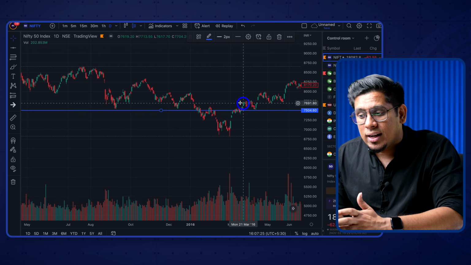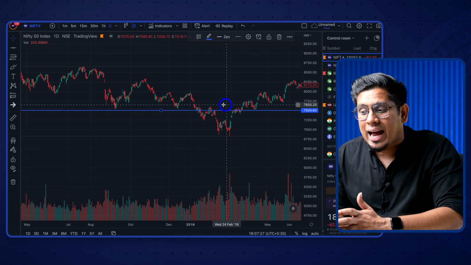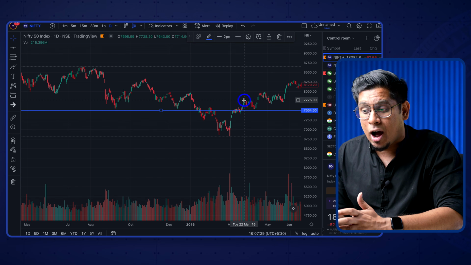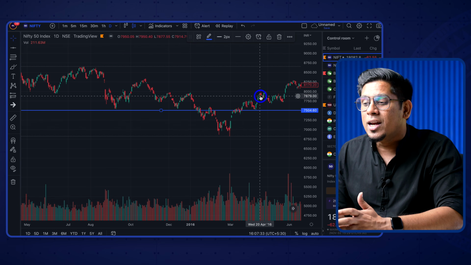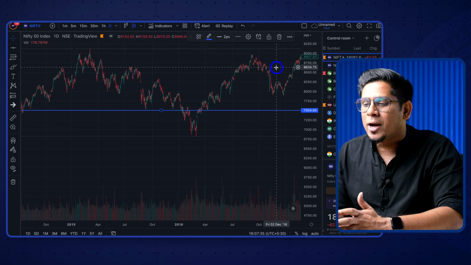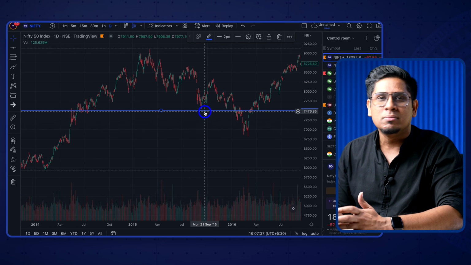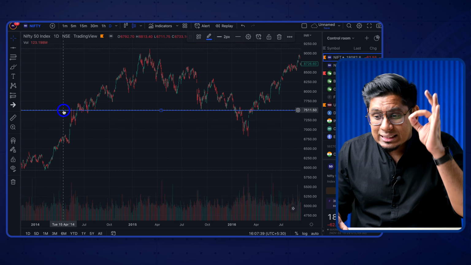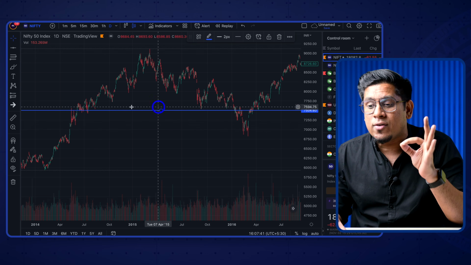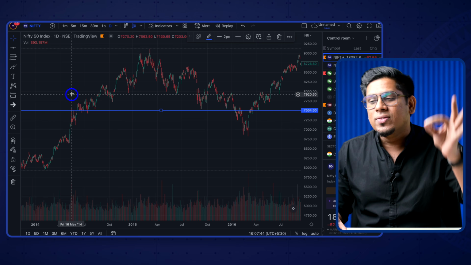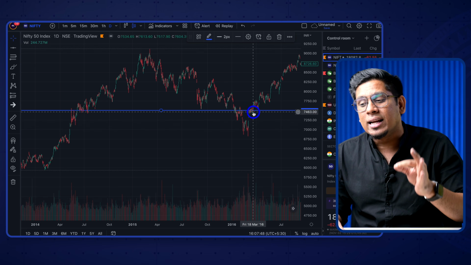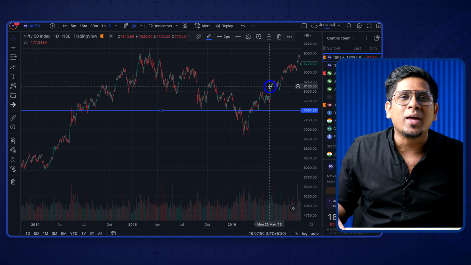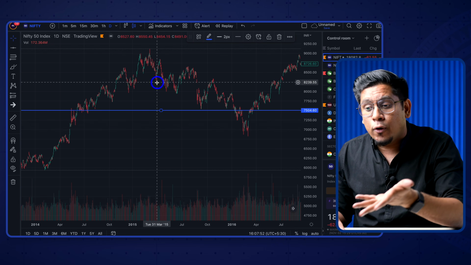See, again consolidating around that zone, which is respecting that level, and then breaking out from there, then coming down, then that level acting as a support, then Nifty moving up, and then moved up and up and up, then never came back to this level, right? Just an example where this price level of 7,500 acted as a resistance, then it acted as a support for a long period of time, then again it acted as a resistance, then Nifty broke out from there. Just one example. Let us look for more examples, right?